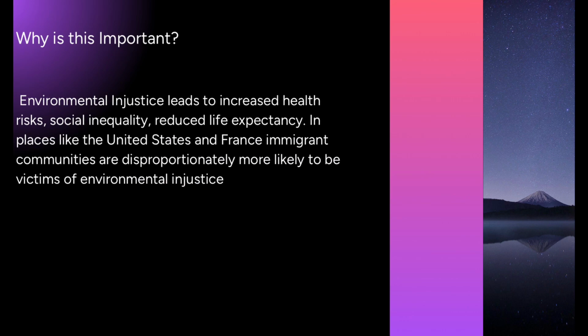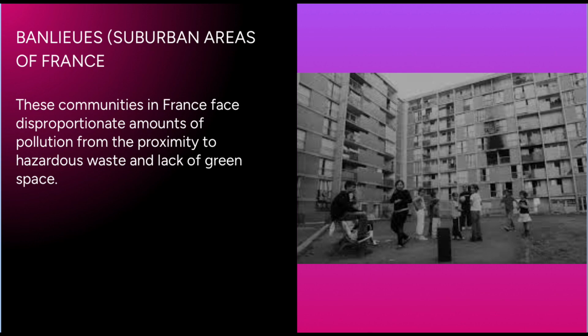Environmental injustice leads to increased health risks, social inequality, and reduced life expectancy. In places like the United States and France, immigrant communities are disproportionately more likely to be victims of environmental injustice. I chose to cover the suburban areas of France, also known as banlieues, because these communities face disproportionate amounts of pollution from the proximity to hazardous waste and lack of green space, because most of the infrastructure of the housing that was built after World War II does not have adequate systems of heating or cooling.